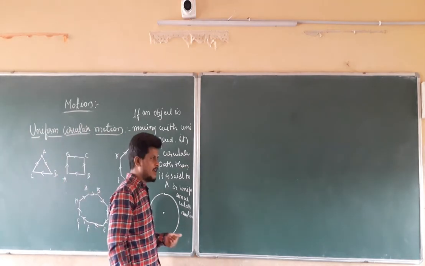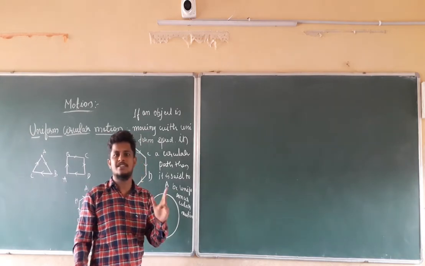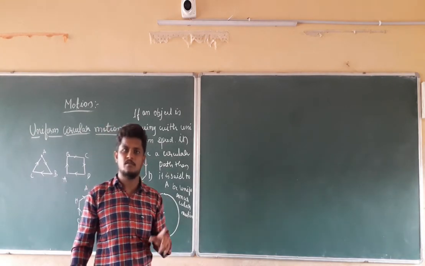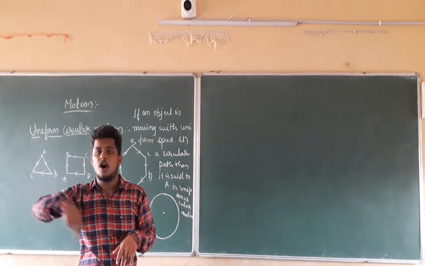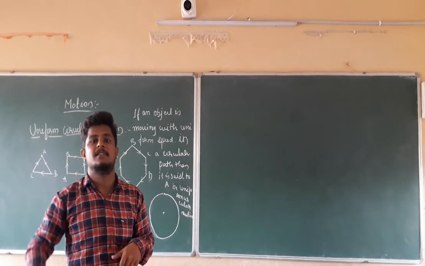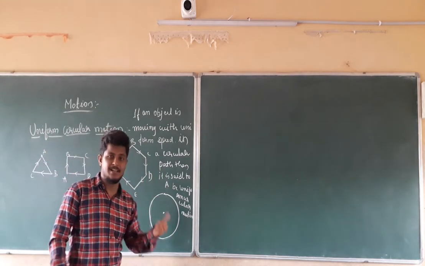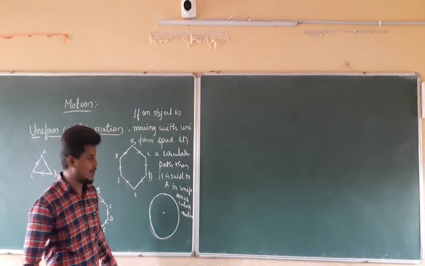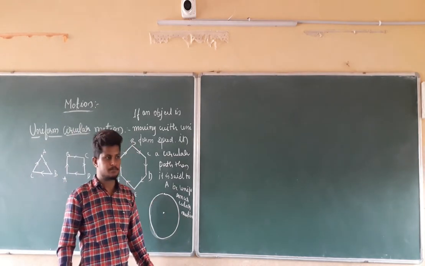For these cases, we can take the example of the rotation of the earth around the sun. It is also a uniform circular motion. The rotation of the planets along their orbits, orbiting around the sun, is the example for this uniform circular motion.